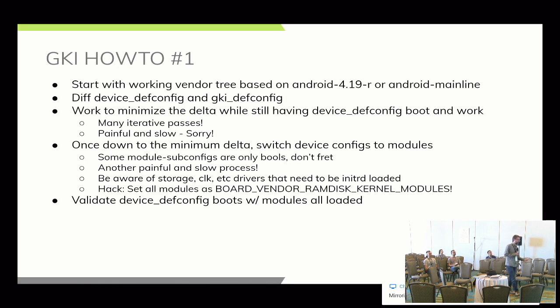So phase one on this, you want to start with a working vendor tree that's against the Android 4.19 or Android mainline kernels. Once you have something that's up and running on your device, you want to start diffing your working device config against the GKI defconfig. And basically run through that diff and try to minimize it as much as possible, making changes to the device defconfig. This is super slow, very rote, kind of boring work. You twiddle something, see if it works, twiddle something, see if it works. I don't know of any shortcut around this.